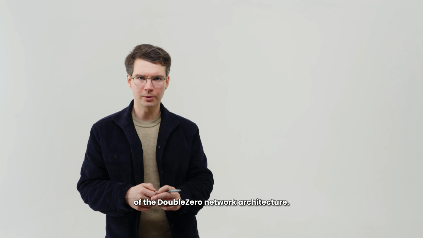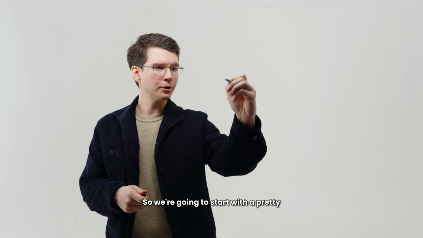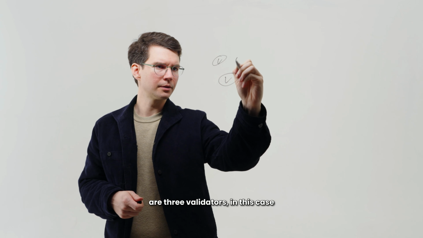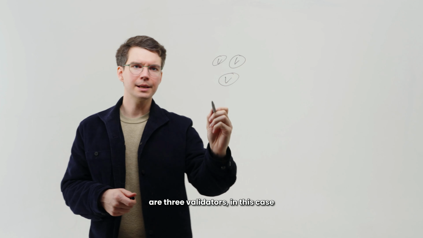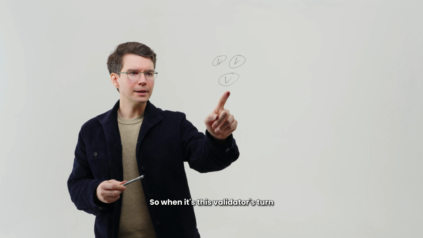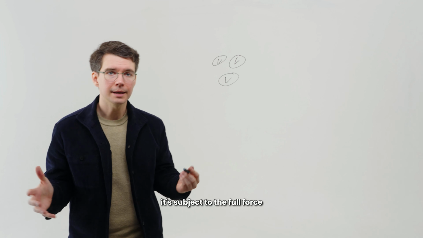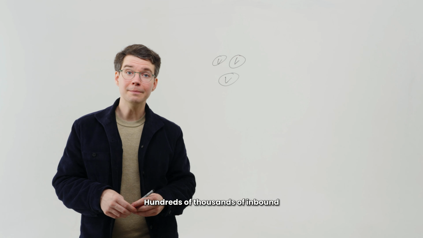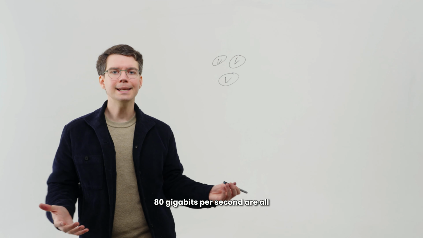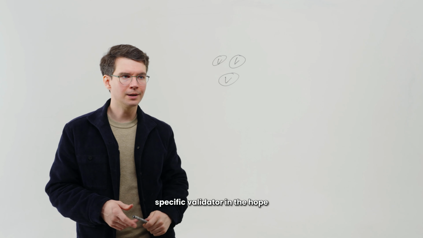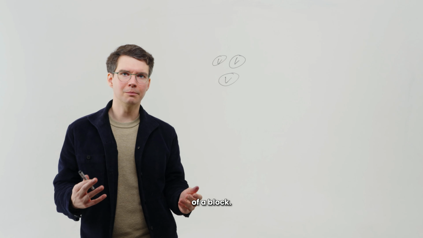All right, so today we're going to start with a quick overview of the 00 network architecture. We're going to start with a pretty simple setup in the middle, which is 3 validators, in this case located within the same data center. When it's this validator's turn to build a block, it's subject to the full force of the public internet. Hundreds of thousands of inbound transactions, sometimes exceeding 80 gigabits per second, are all trying to send data to this one specific validator in the hope that it will include them inside of a block.